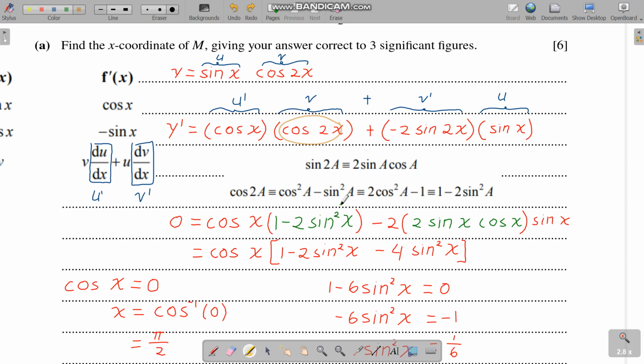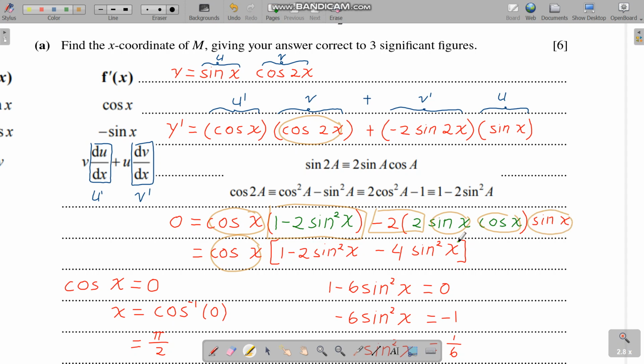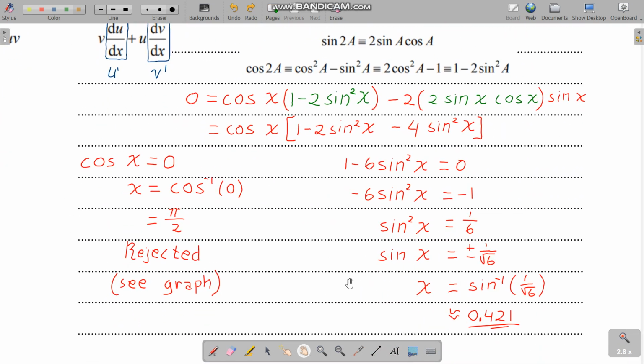And now we factor out cos x. So cos x, we factor out. From the first term, we still have 1 minus 2 sine squared x. And from the second term, we still have minus 2 times 2 is minus 4. Sine times sine is sine squared, so minus 4 sine squared. So we factor out cos x. And now we are solving.